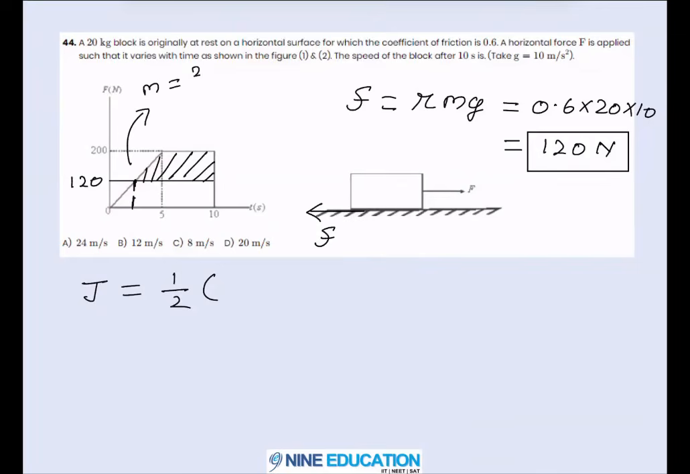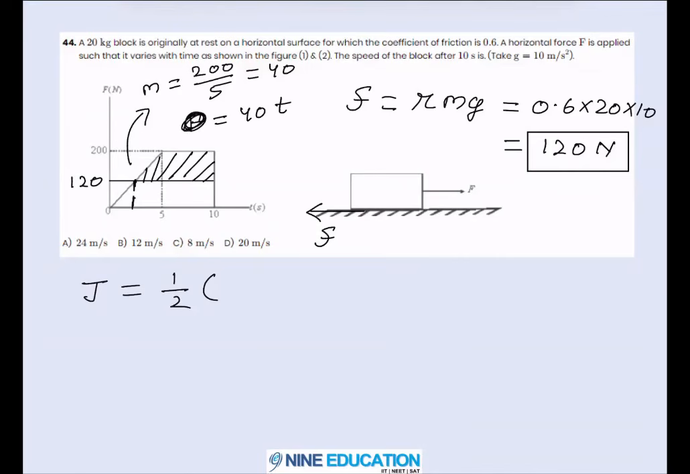The slope of the graph will be 200 by 5, which is about 40. Okay. Now, what will be the line equation of that graph? It will be F is equal to mt, so which will be equal to 40t.